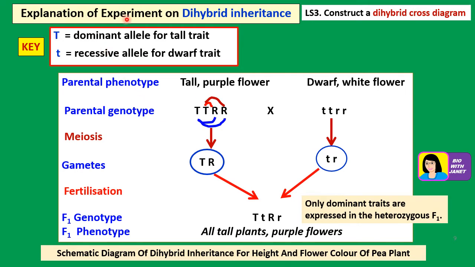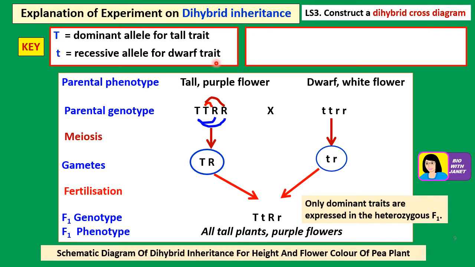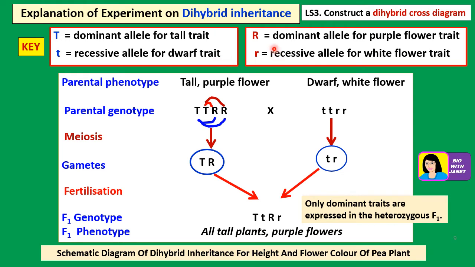Now, explanation of the experiment on dihybrid inheritance. First, write down your key. Okay, let big T represent the dominant allele for tall trait and small t represent the recessive allele for dwarf trait. Secondly, for flower color, let big R represent the dominant allele for purple flower trait and small r represent the recessive allele for white flower trait.